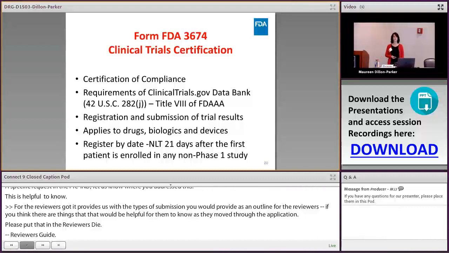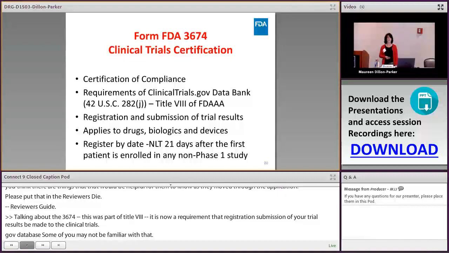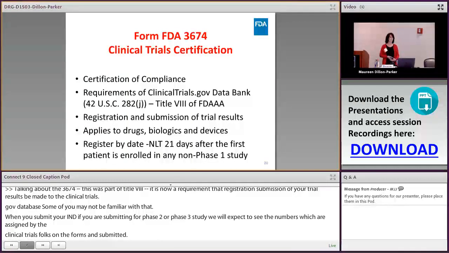So when you submit your IND to us, if you are submitting for a phase 2 or phase 3 study, we're going to expect to see this form completed with your NCT numbers, which are assigned by the clinicaltrials.gov folks on those forms and submitted. If you're submitting for a phase 1 protocol, it's likely that you're not going to have that, because a phase 1 protocol isn't really required to have a 3674 with the number on it.